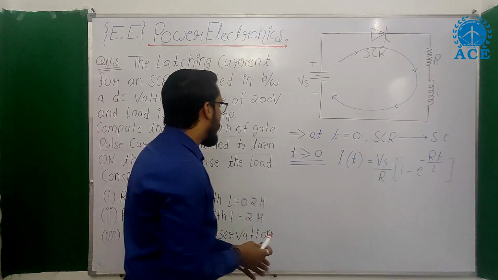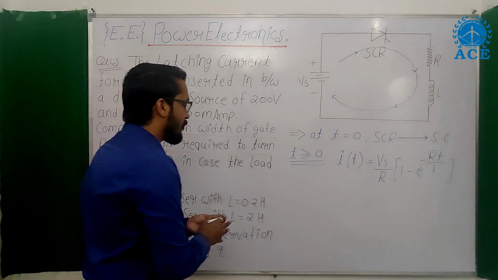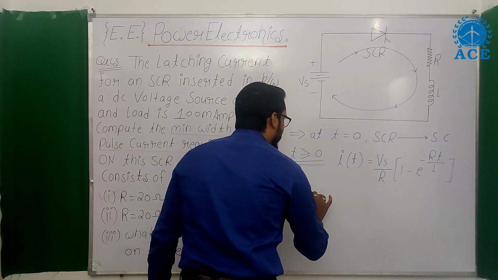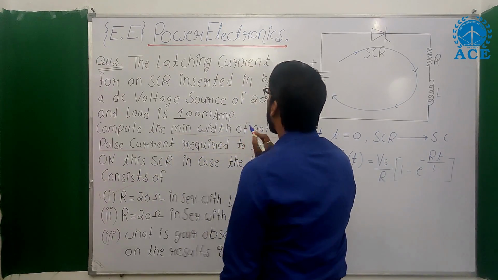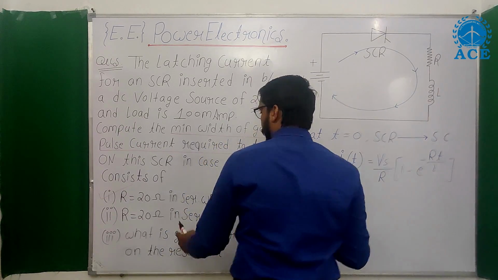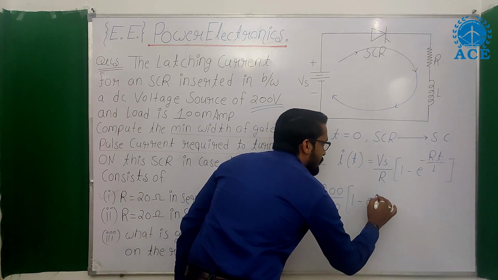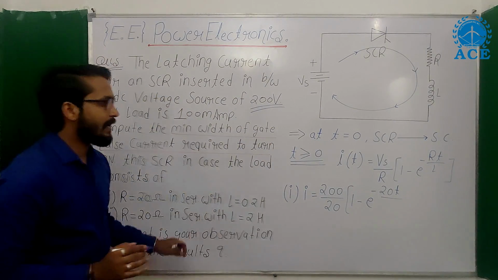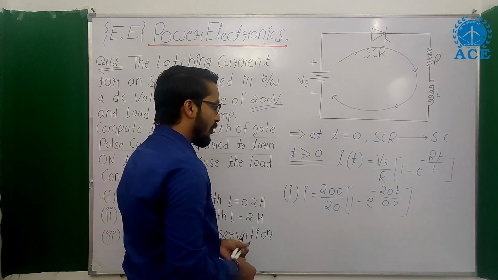Here the examiner has given the value of R and the value of L. So for bit number 1, I can write the equation of current. Vs is given as 200 volt. So I am writing here 200 divided by R, which is 20, times (1 minus e to the power minus 20t), where the given value of L is 0.2.